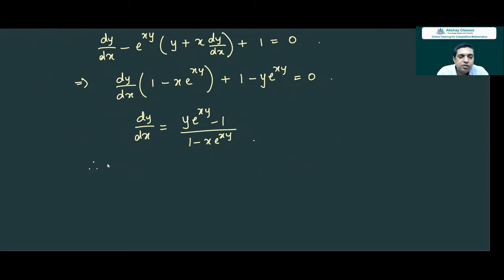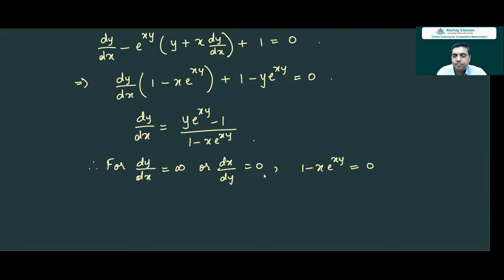So for dy by dx to be infinity or dx by dy to be equal to 0, this denominator term should be 0. So 1 minus x e power xy should be 0. Okay, 1 minus x e power xy should be 0. This is little difficult. Let us see. X e power xy equal to 1.